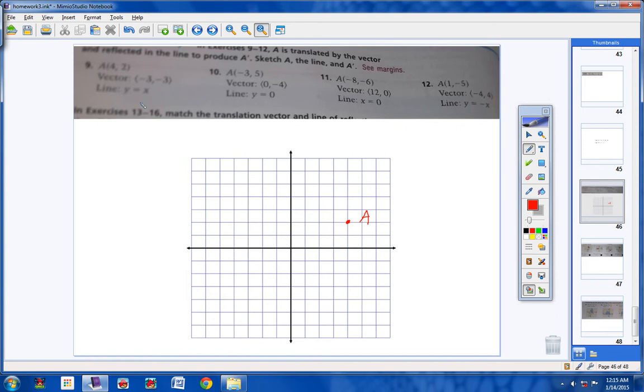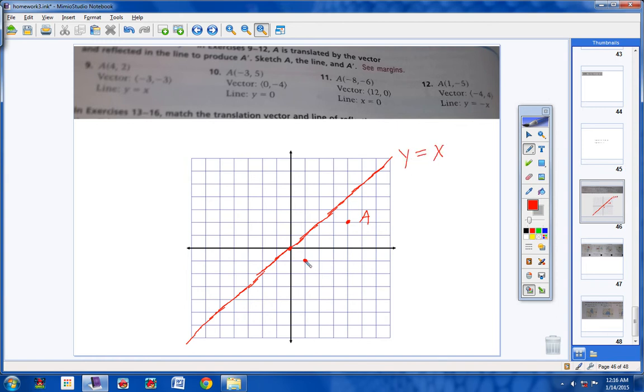Okay, now they want us to move it negative 3, negative 3. So this point will go negative 3, so to the left, 1, 2, 3, and then down. So 1, 2, 3. So there, I translate the dot, negative 3, negative 3. Then they want you to reflect this dot in the line y equals x. Now remember, I've told you the line y equals x goes to the origin, and it goes through 1, 1, 2, 2, 3, 3, 4, 4, 5, 5, 6, 6, 7, 7, negative 1, negative 1, negative 2, negative 2, etc., etc. So there's the line y equals x, okay?